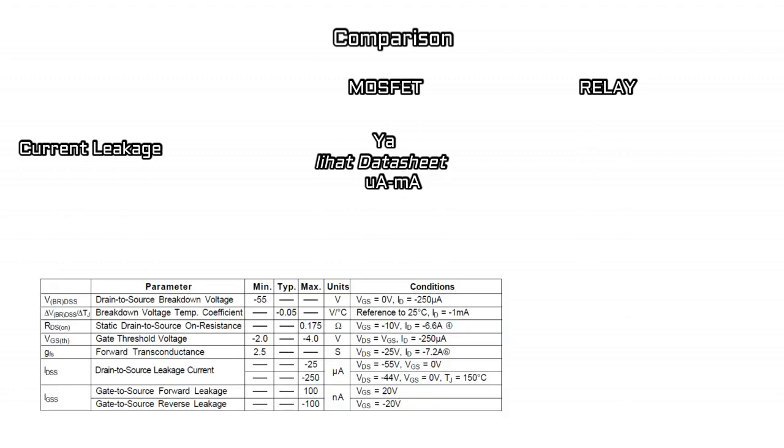Then, in terms of current leakage, MOSFET has that risk, but it's relatively small. Just look at the datasheet. For example, I have MOSFET IRFU9024N which has leakage current up to 250 microamps. Then the question is, is it acceptable or not? If not, just forget the MOSFET. For my motorcycle project, it's still acceptable.